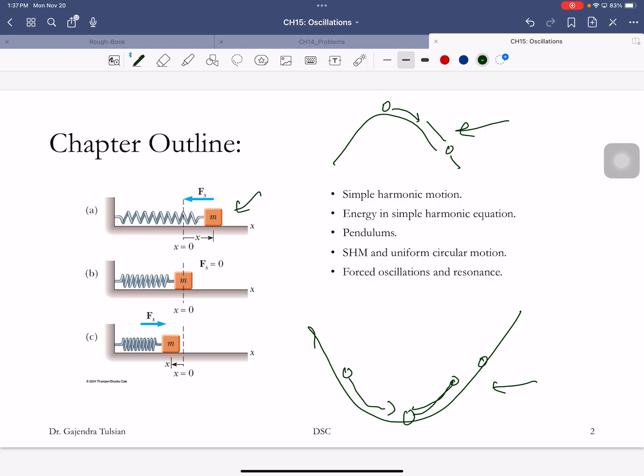How long will it oscillate? Let's say I pull this aside and let go. It'll keep oscillating. How long will it oscillate? If there's no friction, it'll oscillate forever. So that's what we'll start off by doing. We'll consider a system where there's no damping, no friction, and it'll oscillate forever. And then we'll add damping, and with the friction, the oscillations will die down.